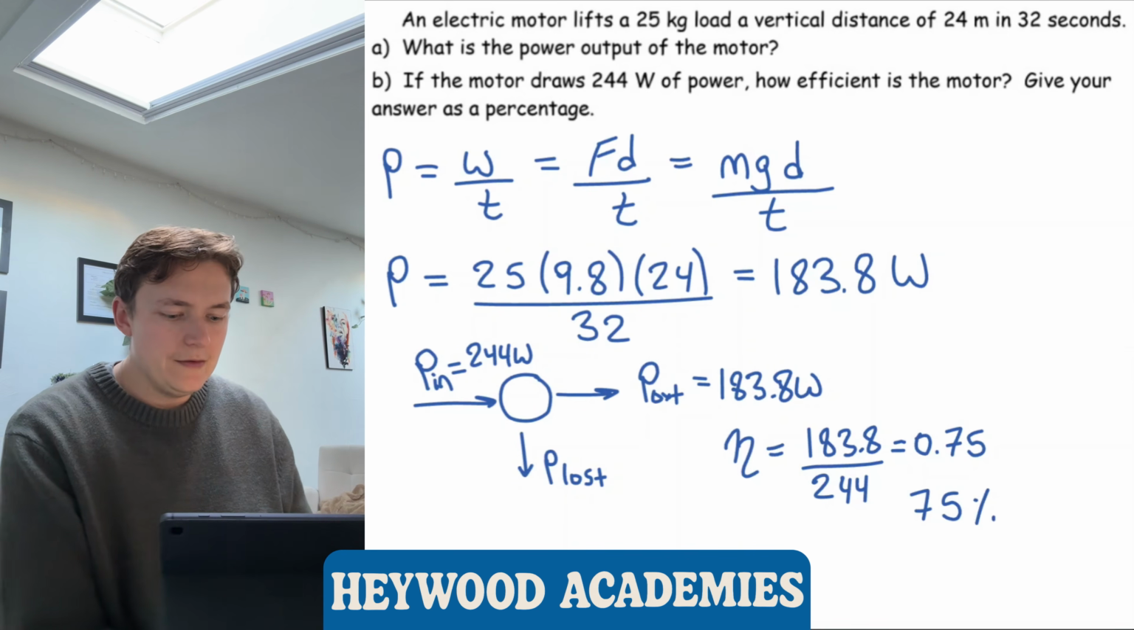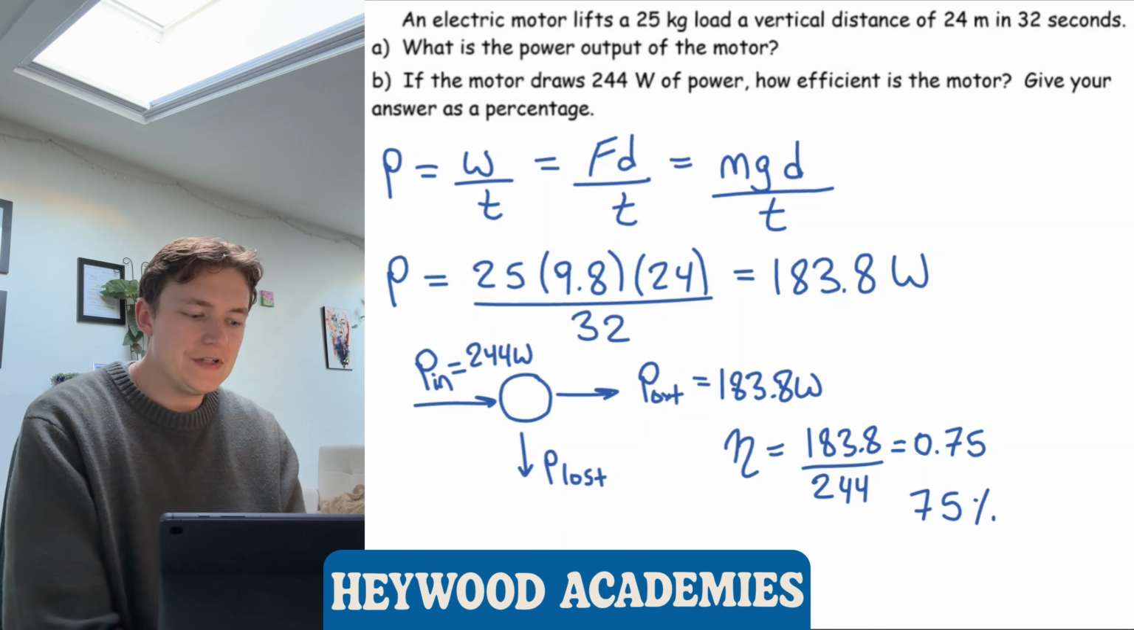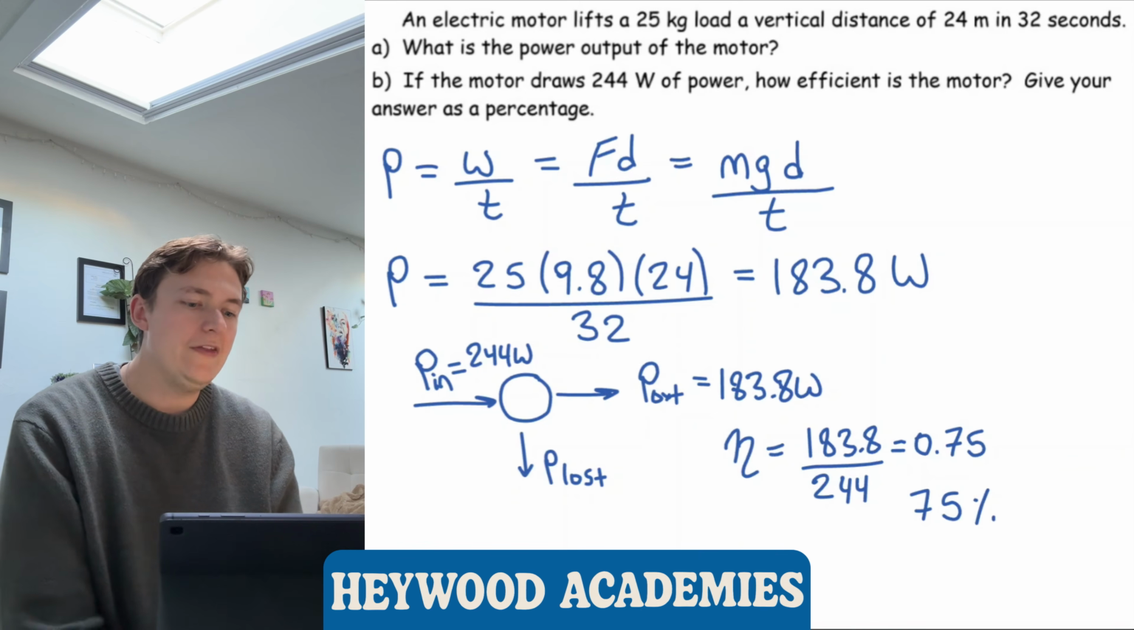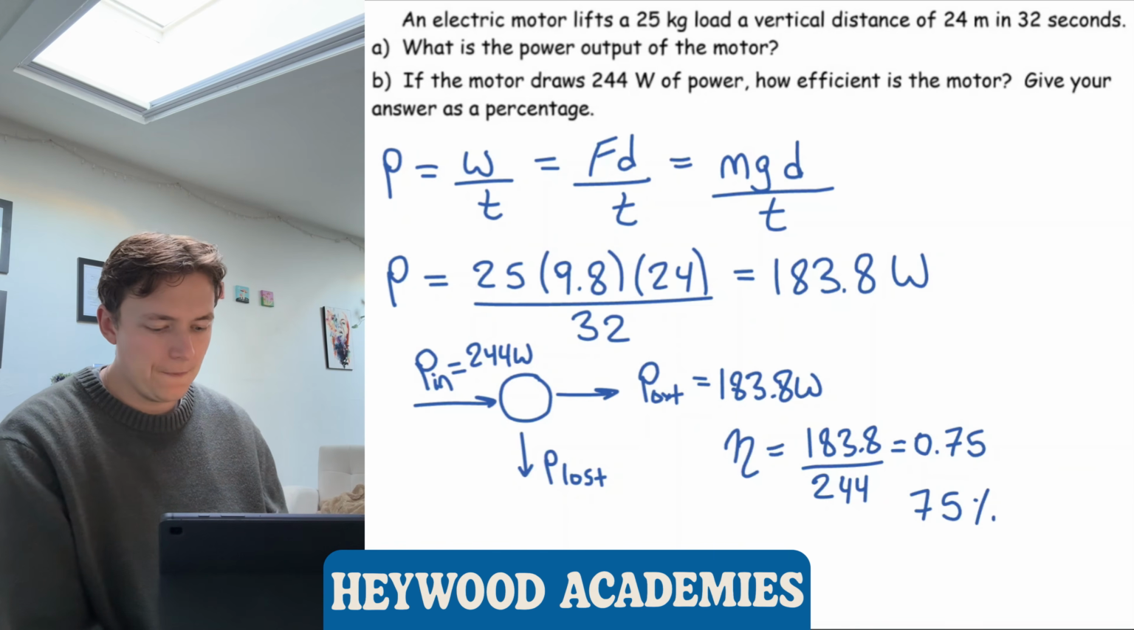So we apply 244 watts of power to the motor. It's 75% efficient, so 75% of that energy is used for useful work, and the other 25% would be lost to things like heat.